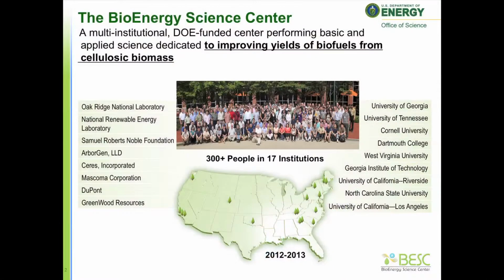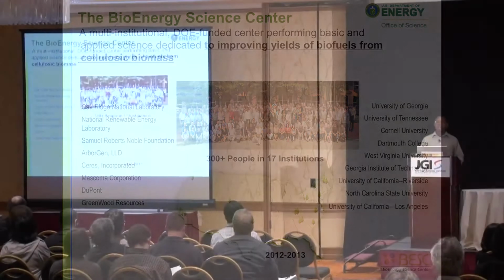So instead of giving you, as suggested by the title, my life story on cell wall biosynthesis in Populus, I'm going to focus specifically on a phenotype that's the end goal for all the work that we do, and that's going to be sugar release. The work that I'm going to present today is carried out under the auspices of the Bioenergy Science Center, which is one of the 3 BRCs. Our mandate is to improve yields of biofuels from cellulosic biomass, and we do this specifically at Oak Ridge National Laboratory in our group on Populus.